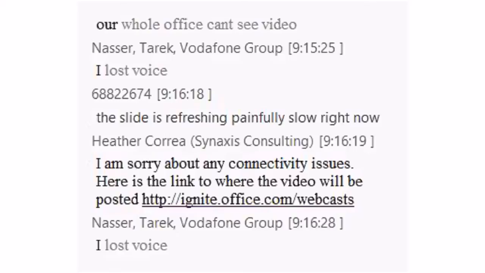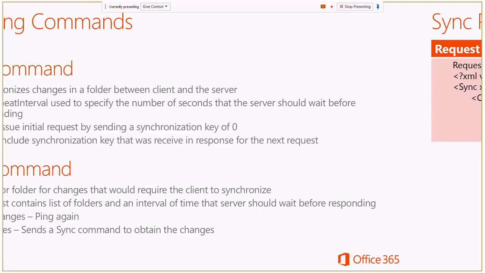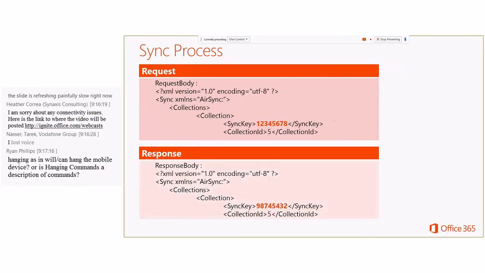So just to show this in a little more detail, here's an example request body, and we're sending the request for the collection ID of 5. You can see the sync key is 1, 2, 3, 4, 5, 6, 7, 8. The server response will include a new sync key. This time it's 98745432. The client should then use that sync key in the next request, as you can see here.